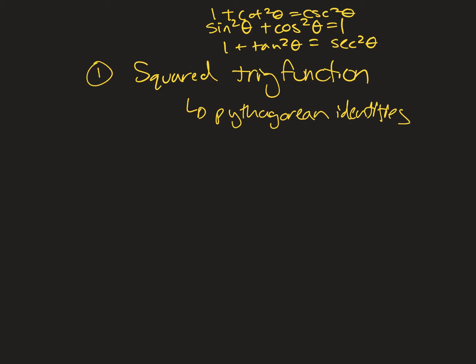And remember, these are all derived from the Pythagorean relationship between x, y, and r. And you can get each of these identities by dividing both sides by one of the terms. Okay, so when you see a squared trig function, think, is it possible for me to simplify and replace that with some sort of Pythagorean identity? So that's one thing to look out for.